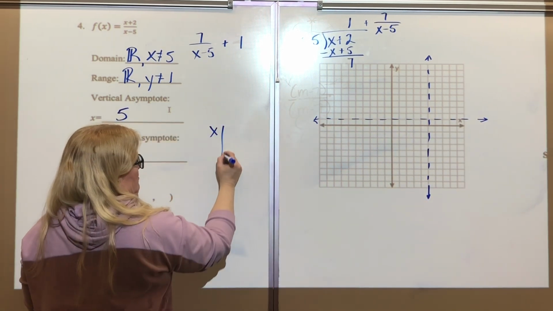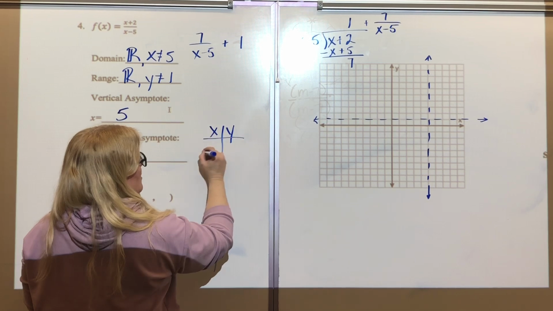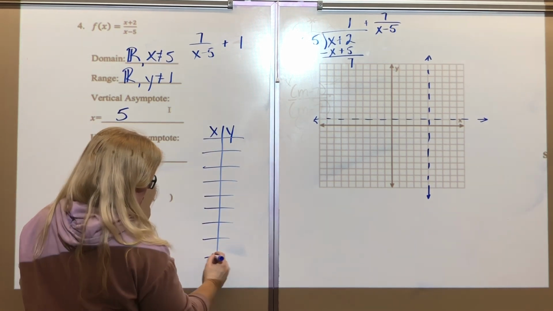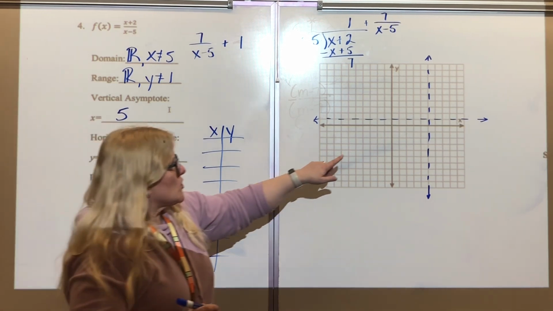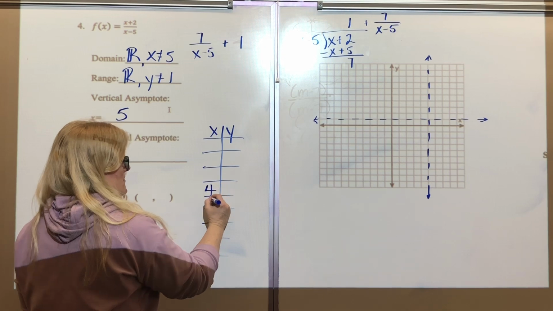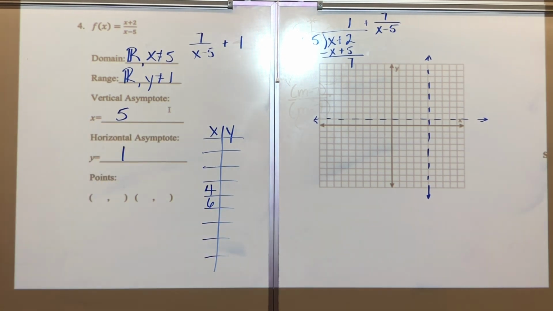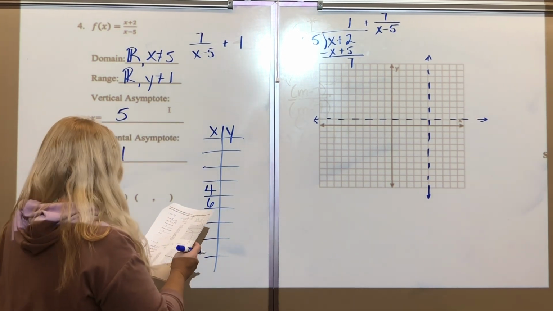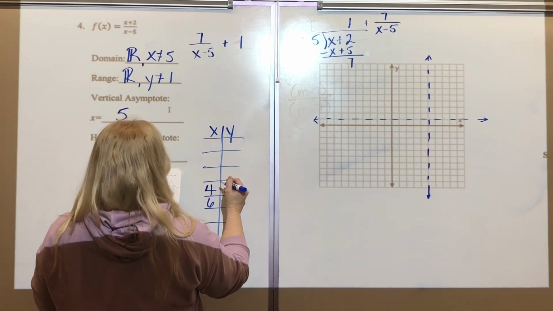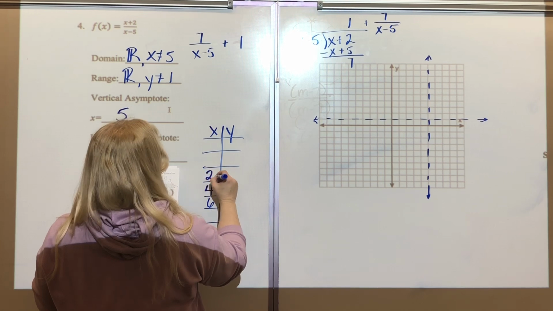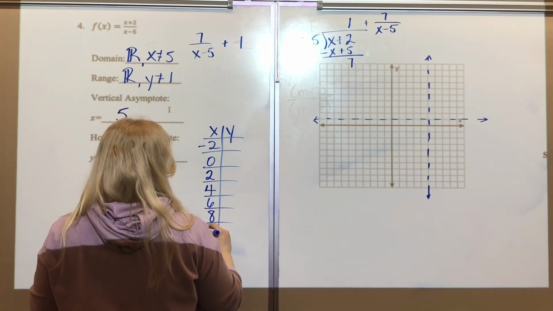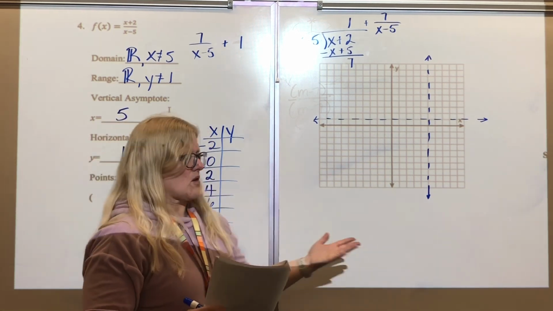So now I have a decent idea of what values of x I want to use. I want to use 4 and 6 for sure, and then spread them out a little bit. So I have 2, 0, -2, and 8 and 10, and that's as far as it goes, so that's where I stopped.